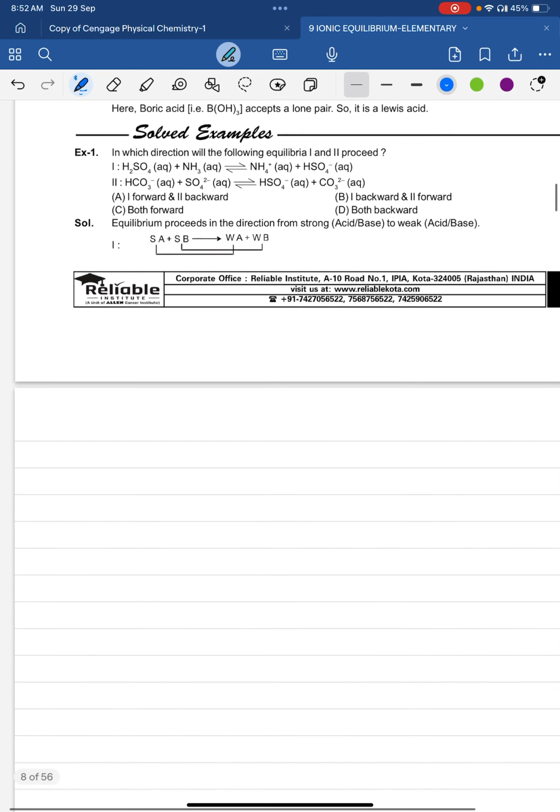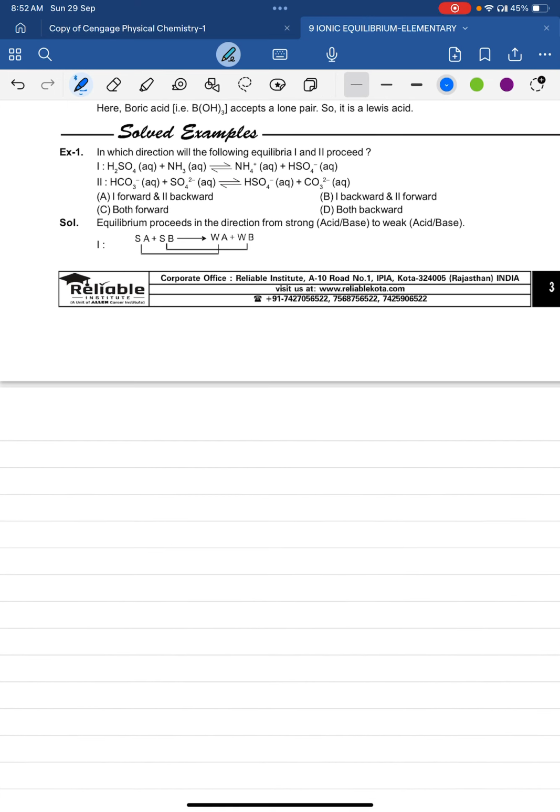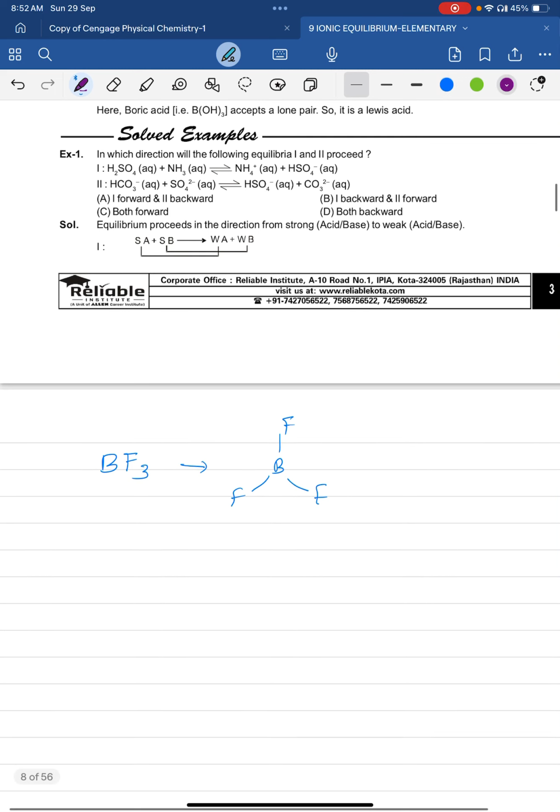We can explain this very clearly. For example, as a Lewis acid I am taking BF3. Its structure has bonds, and each bond has 2 electrons. Then how many electrons in total here? 6 electrons. The total number of electrons is 6. It is less than 8 electrons, so it is an electron-deficient compound. It can accept electrons. It is called a Lewis acid.